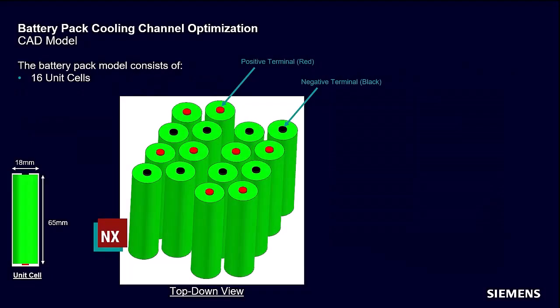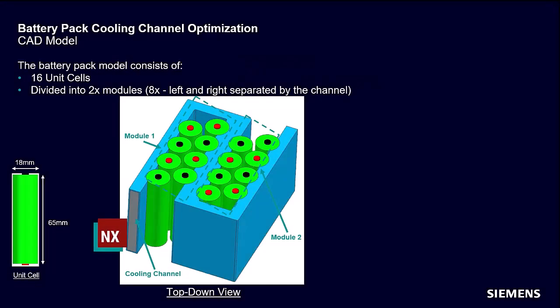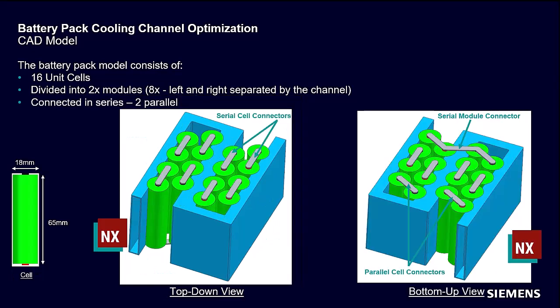Let us quickly familiarize ourselves with the CAD model. The battery pack model consists of 16 cylindrical cells, and each cell is 18 mm in diameter and 65 mm in height. Cells are divided into two modules that are connected in series and surrounded by the serpentine cooling channel. Each module contains two parallel strings, each containing 4 cells in series.